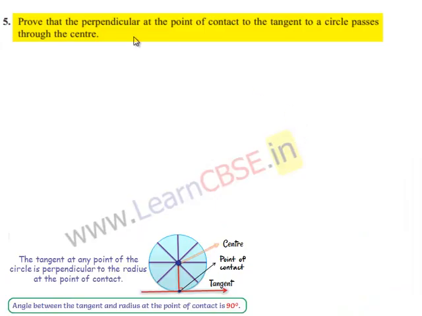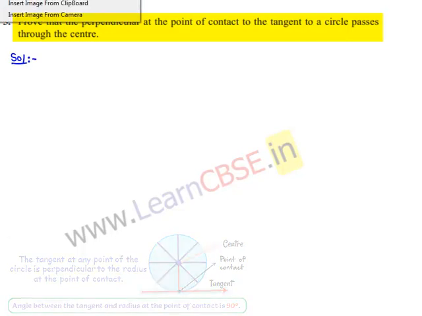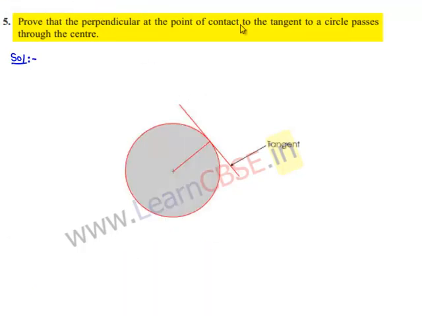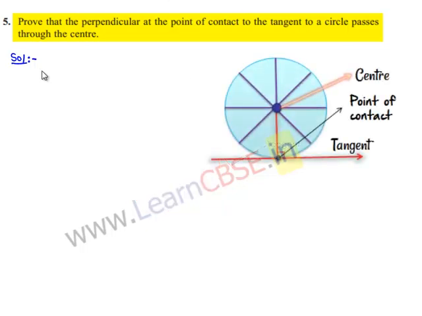Now, moving on to the fifth question. Prove that the perpendicular at the point of contact to the tangent to a circle passes through the center. Now, moving on to solution. Let us consider a circle with a tangent drawn, and also from the point of contact a line is drawn towards its center.